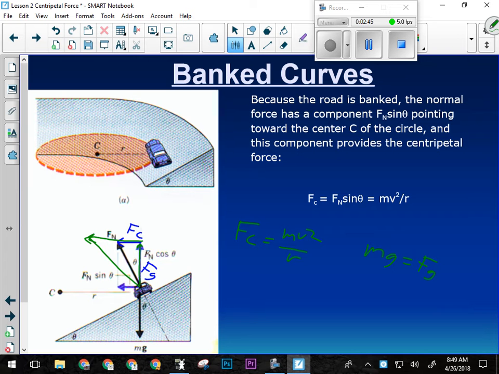But that also means you have to go faster in order to stay in that corner, because the more you bank it, the more likely you are, if there's not a lot of friction, to slide into the middle if you're not traveling at the recommended speed.